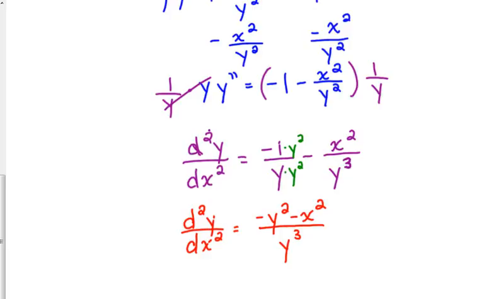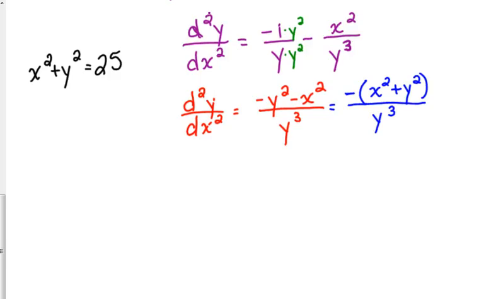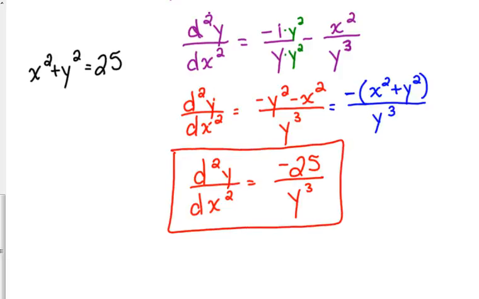Now, there's one last thing that we should always check for when we're doing implicit second derivatives. When you get to the end, a lot of times you can go back to your very original function, which in this case was x squared plus y squared is equal to 25, and substitute that back into your expression, and this is no exception. If I rewrite my numerator here, those are both negative. If I take out a negative, I get x squared plus y squared, then I can substitute for that. So my second implicit derivative is negative 25 over y cubed, because x squared plus y squared is equal to 25. That is the implicit second derivative.